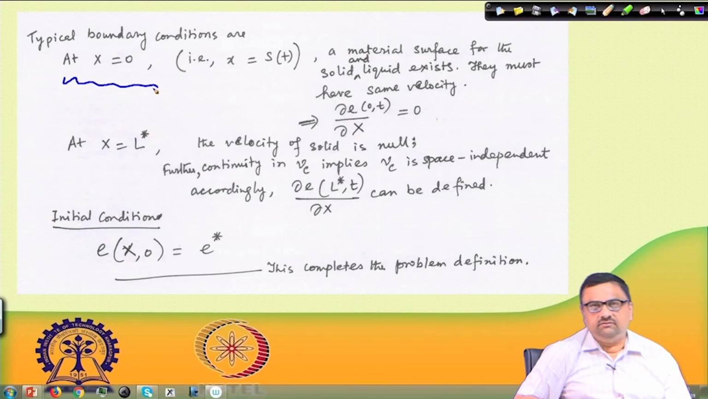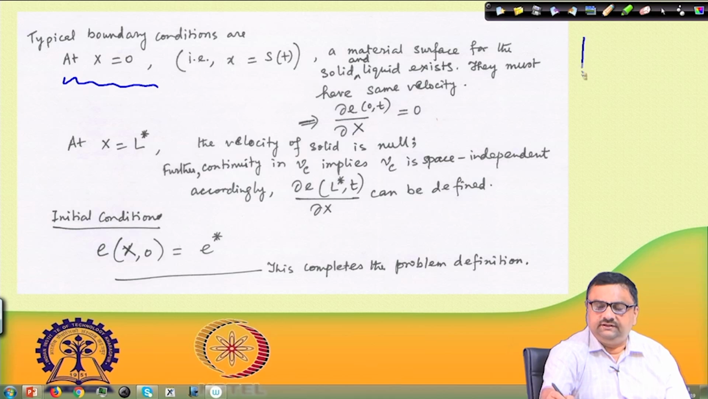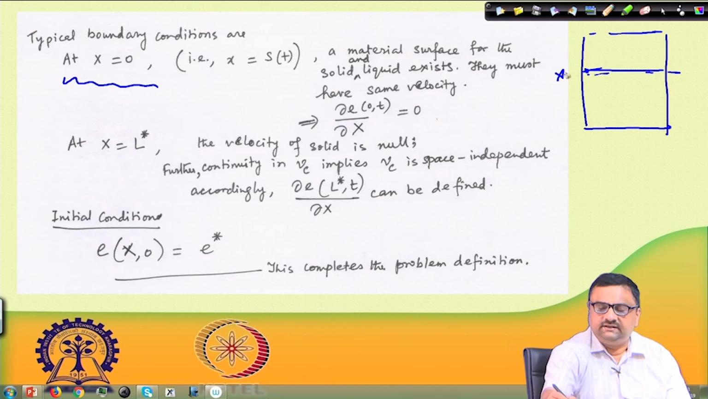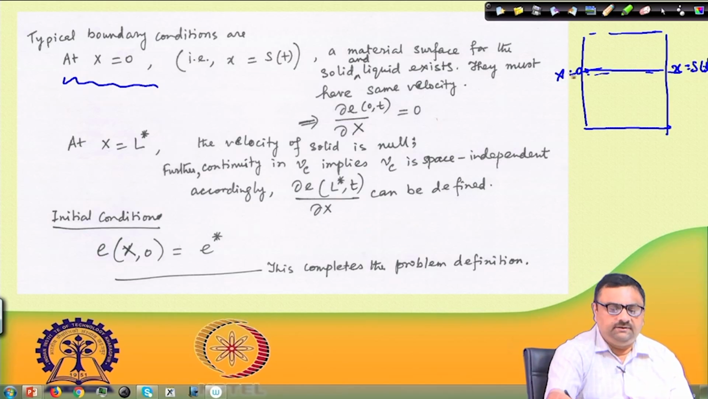For example, at x equal to 0, that means the material surface for the solid, where the solid and liquid exist. So, the capital X equal to 0 means x is equal to S t. Originally, this was the porous medium, and at time t this is x equal to 0, and the corresponding value of small x is s as a function of t, because it is changing with time. So, at capital X equal to 0, basically a material surface for the solid and liquid exists. So, they must have the same velocity.